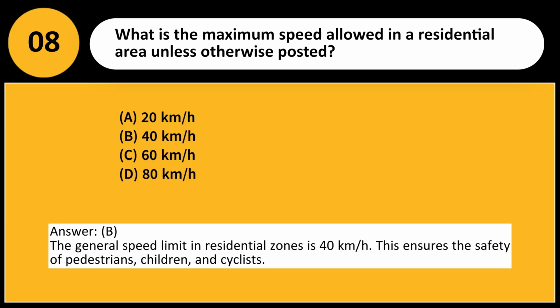Answer: B. The general speed limit in residential zones is 40 km per hour. This ensures the safety of pedestrians, children, and cyclists.